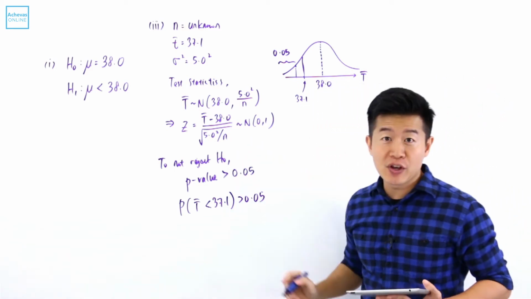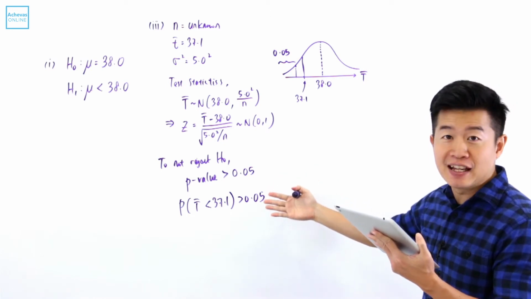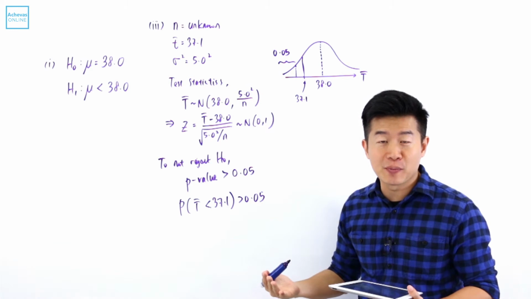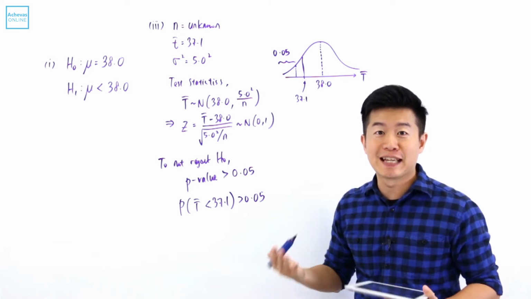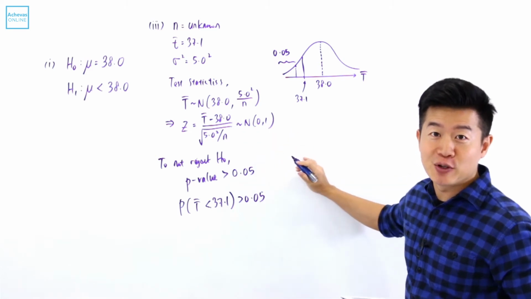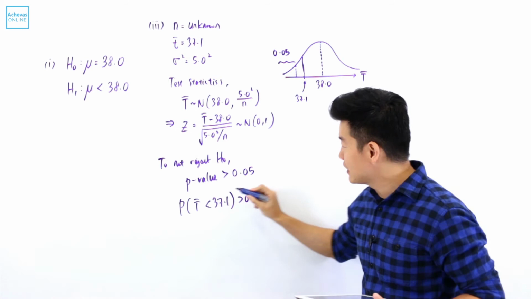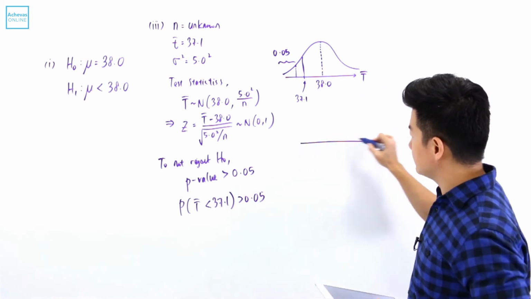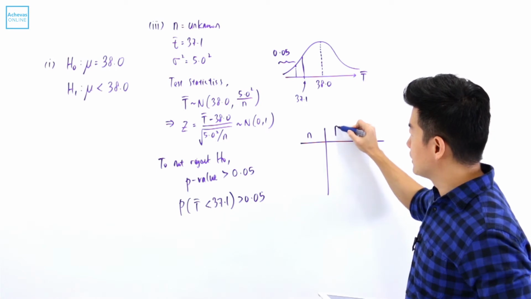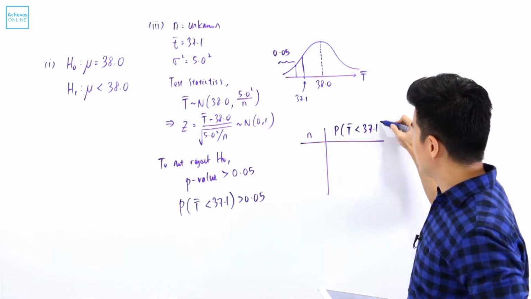And since n over here is an integer value, how I'm going to solve for the range of values of n is I'm going to just insert the left hand side into the y1 of my calculator, then generate a table to look for all the possible integer values of n that will satisfy this inequality. So if I were to plug the left hand side into my calculator, n is the unknown, and in y1 it is the probability that t bar is less than 37.1.